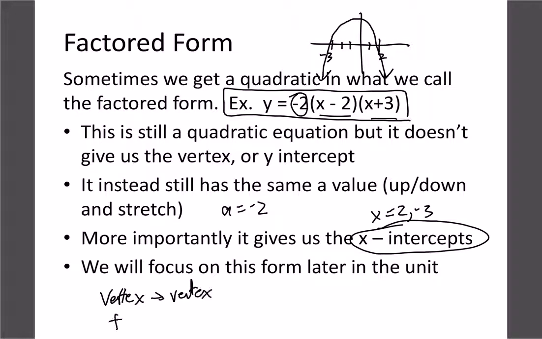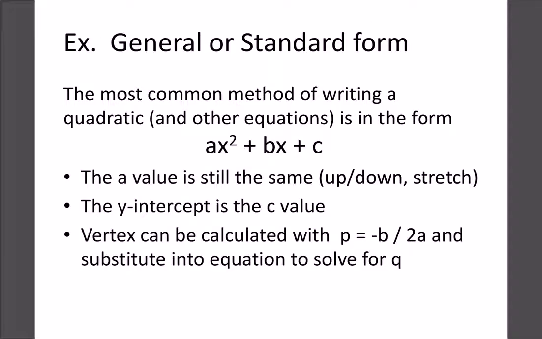The factored form gives us the x-intercepts. So our last one is going to give us the y-intercept. And the last one is what we would call the standard form, or sometimes it's called general form.